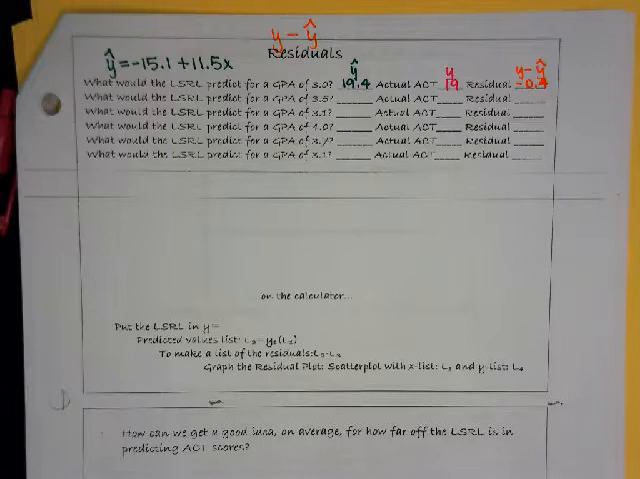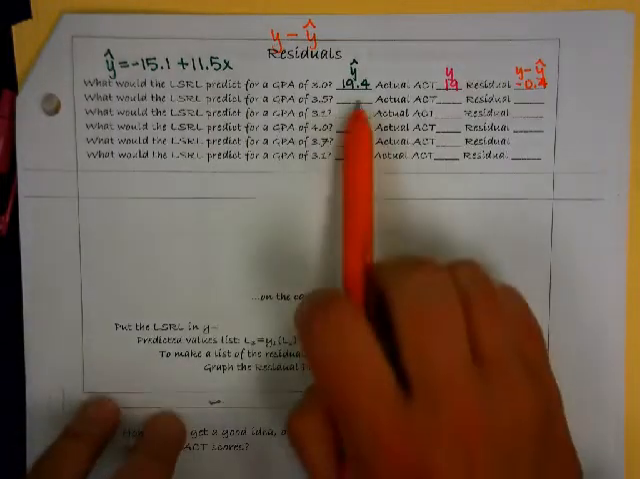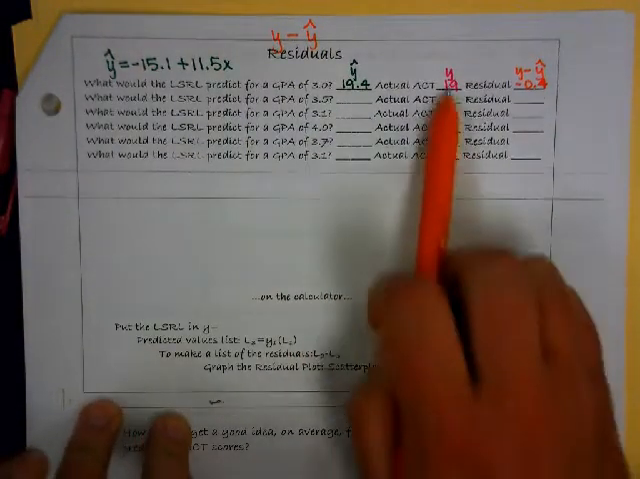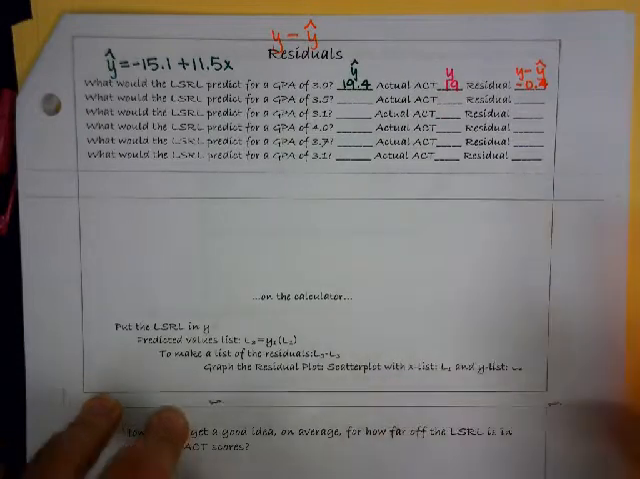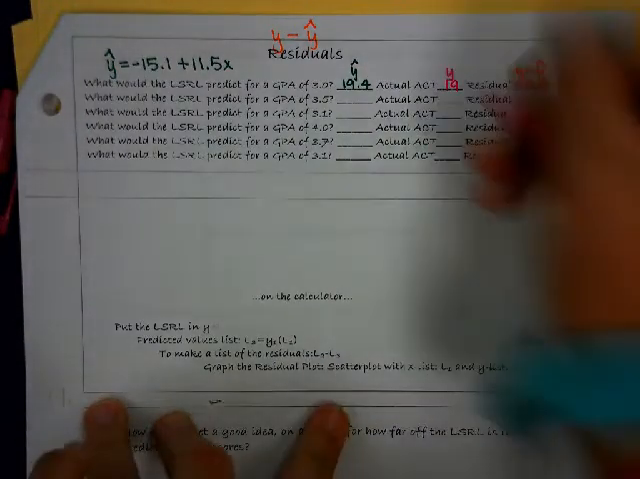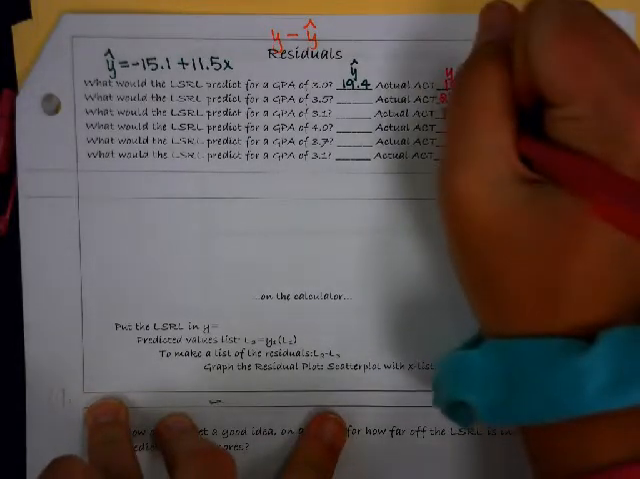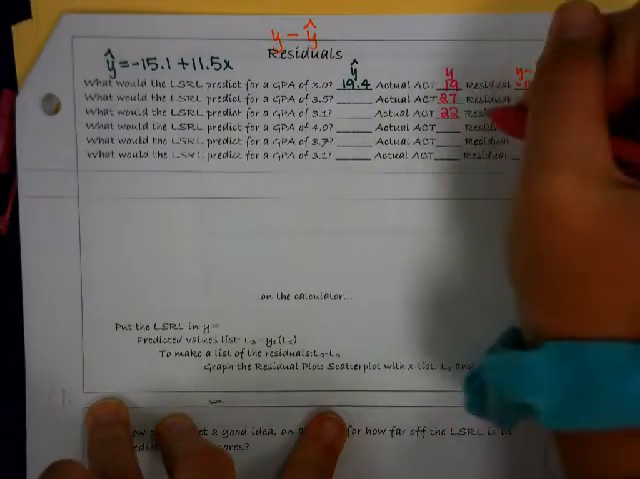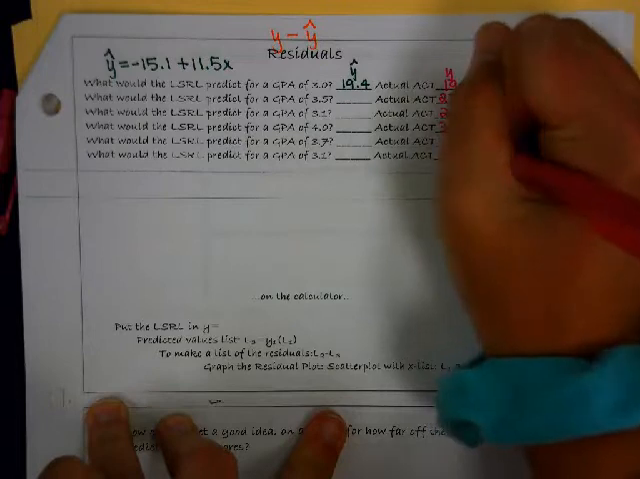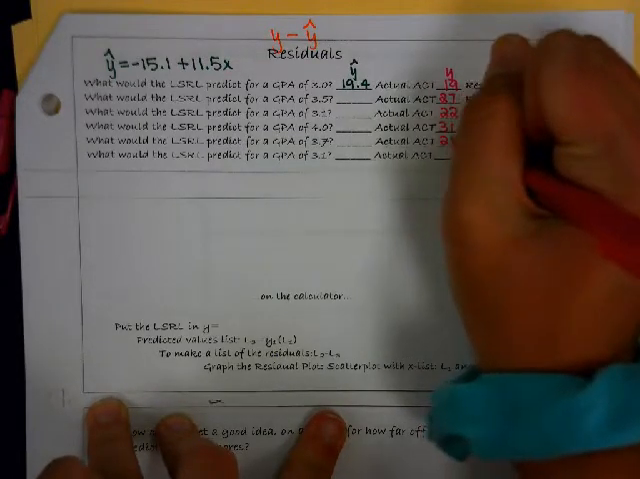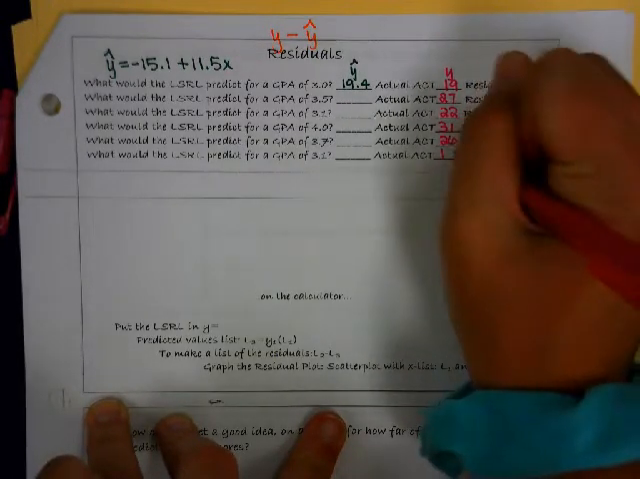You guys are going to find all the predicted. I'll put the actuals in right here so you don't have to flip back and forth. And then find the residuals for the remaining 5, please. So I put all the actuals on the board for you so you don't have to flip back and forth.